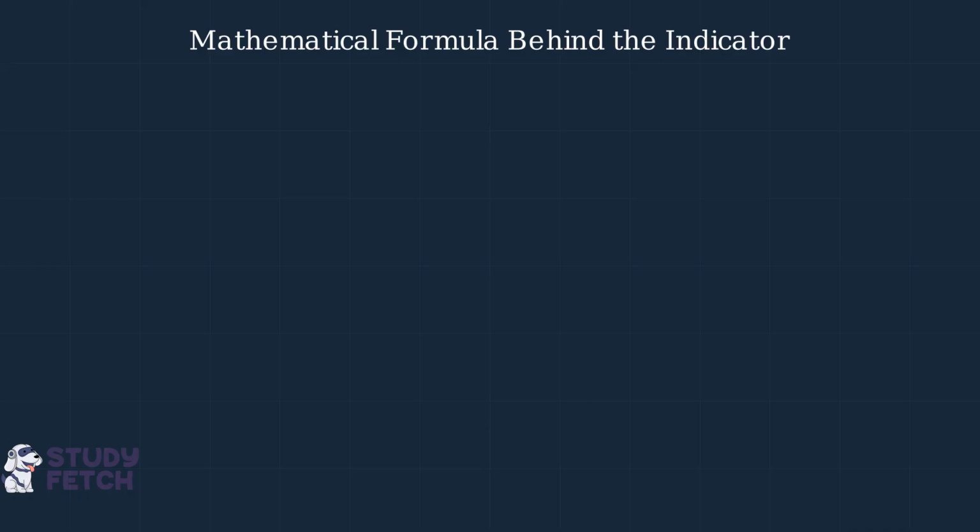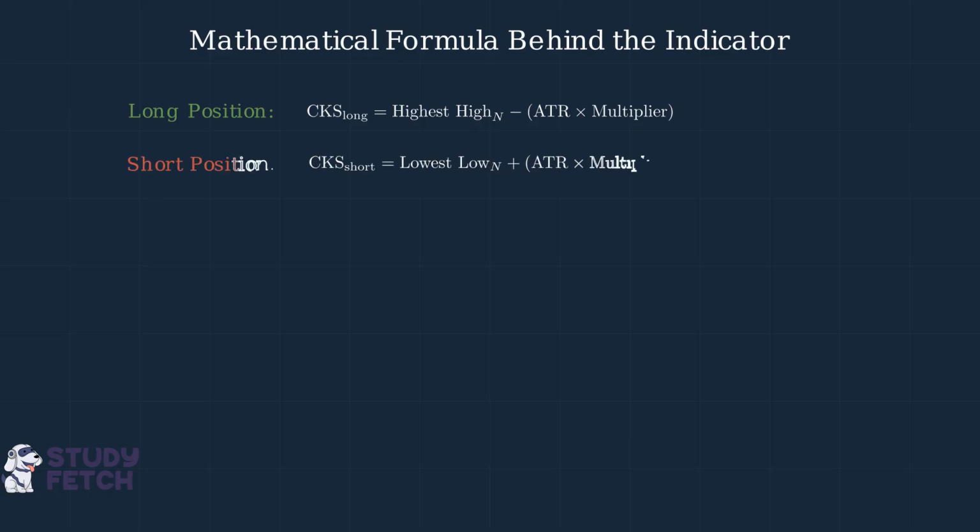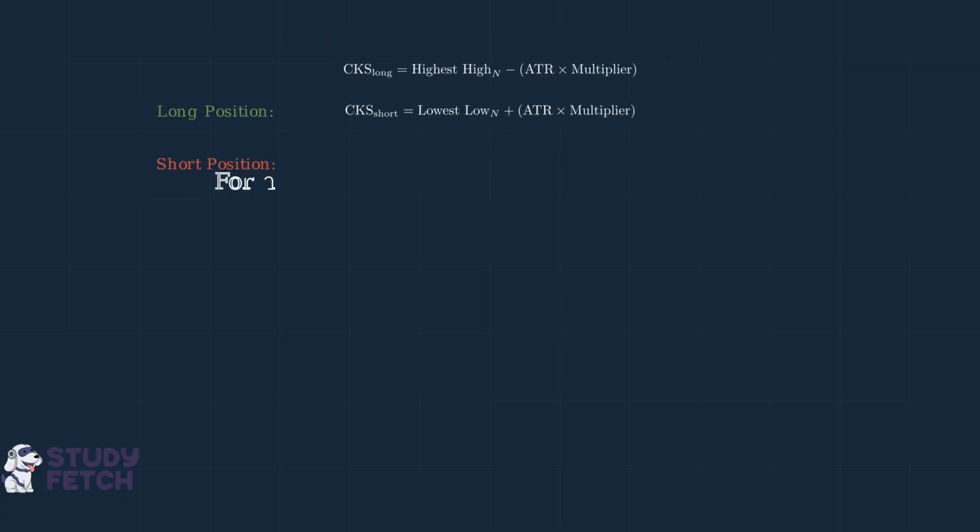The mathematical formula behind the Chande Kroll Stop indicator varies depending on whether you're in a long or short position. For long positions, the Chande Kroll Stop is calculated as the highest high over N periods minus the average true range multiplied by a multiplier value. For short positions, it's calculated as the lowest low over N periods plus the average true range multiplied by the same multiplier. Let's break down the key components of these formulas.